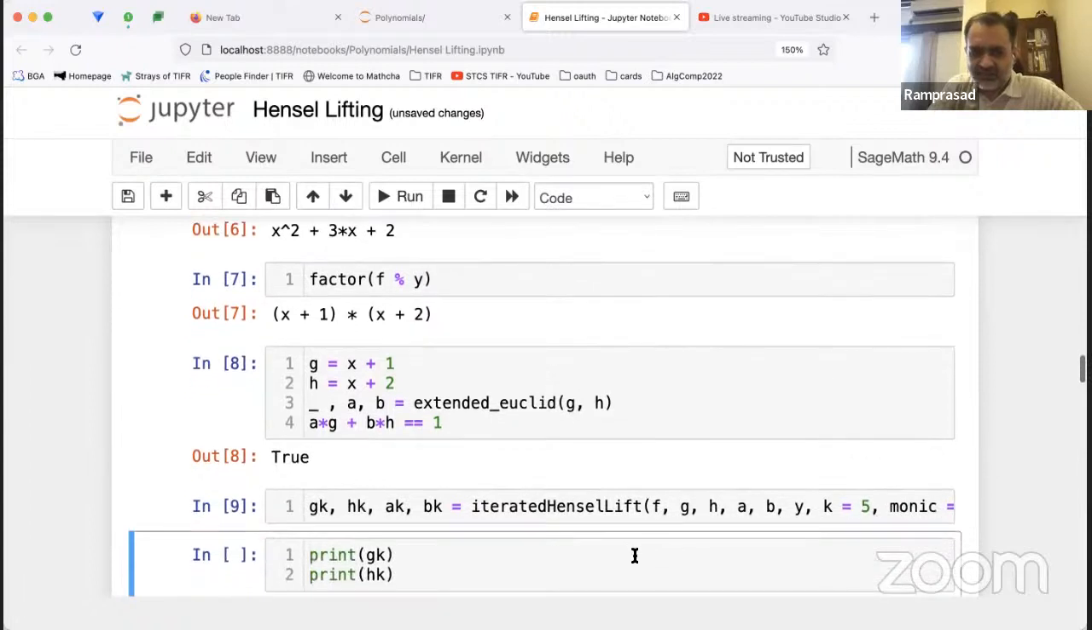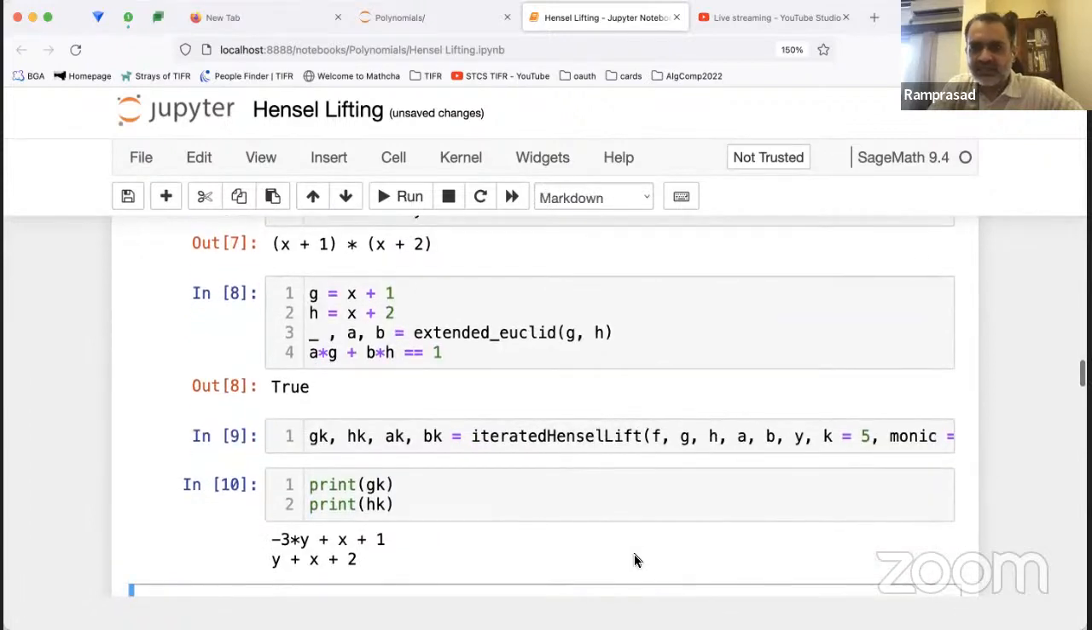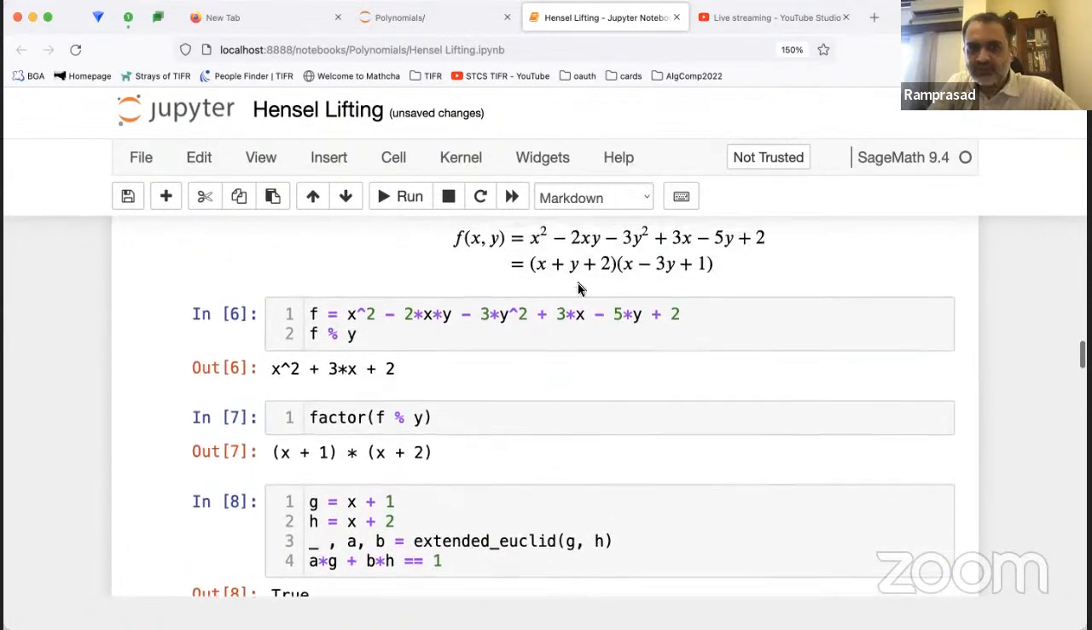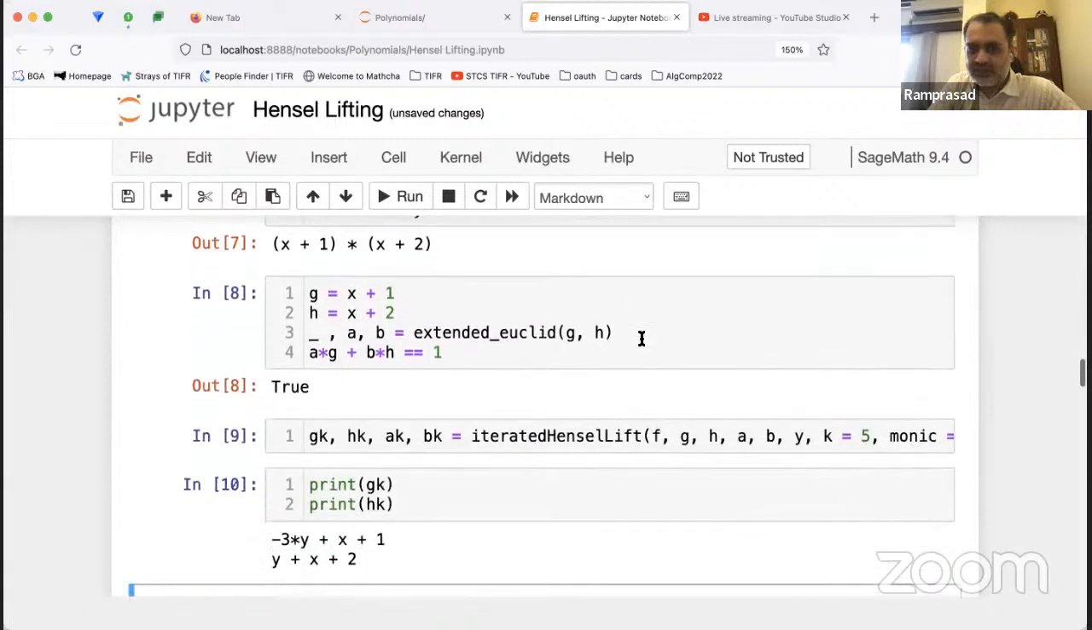So let's lift it and actually print what gk and hk are. And look, you just lifted and you just recovered the factors that you were supposed to, x plus y plus 2 and x minus 3y plus 1.